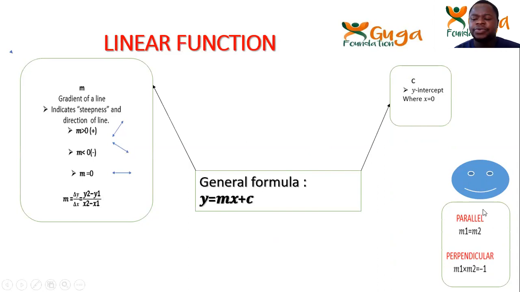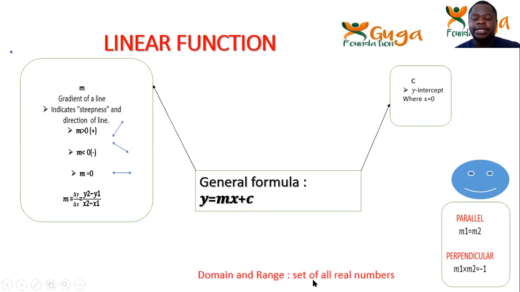So you can have straight lines which are parallel. Wherever you find straight lines parallel, just know that they've got the same gradient, so m1 is equal to m2. Whenever straight lines are perpendicular, in other words they form 90 degrees, the product of their gradients must be equal to negative 1. The product m1 times m2 is equal to negative 1. So in case you are given the gradient of one straight line, just know that we have to solve for m2, make m2 the subject of the formula.